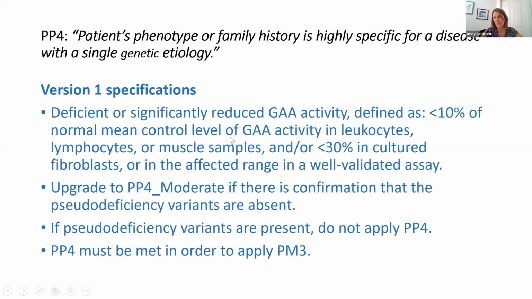They may say the patient had Pompe disease, they had all of these features, and they may say GAA was deficient, but they don't give the exact percentage of residual activity. So we just couldn't use that data for PP4 or PM3. So we were throwing away a lot of data. So we thought, we really need to look at this again.